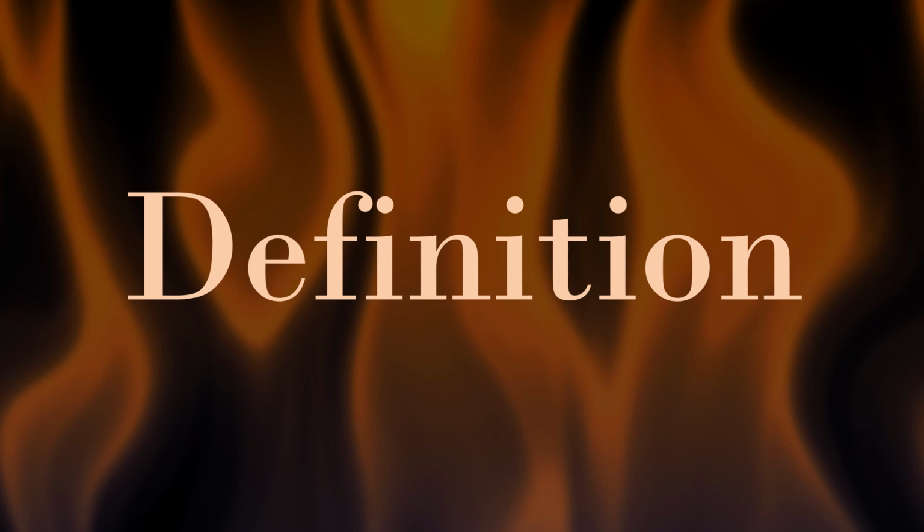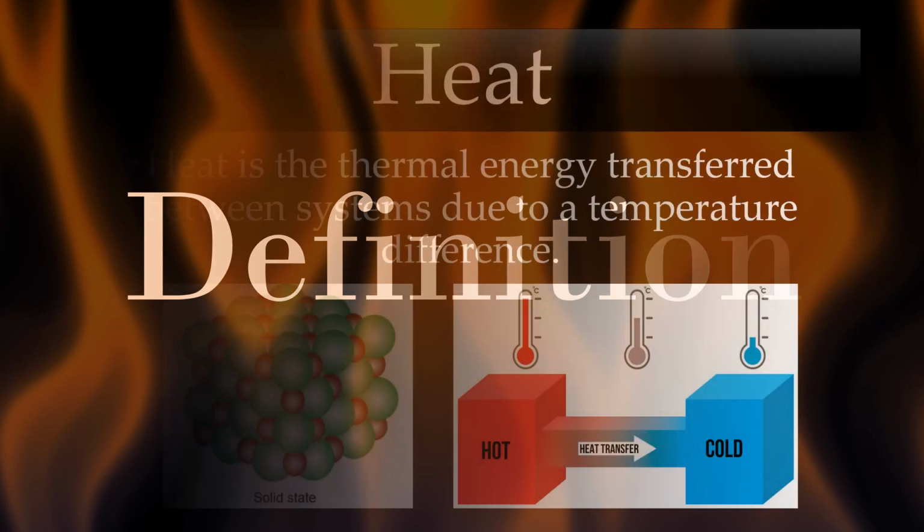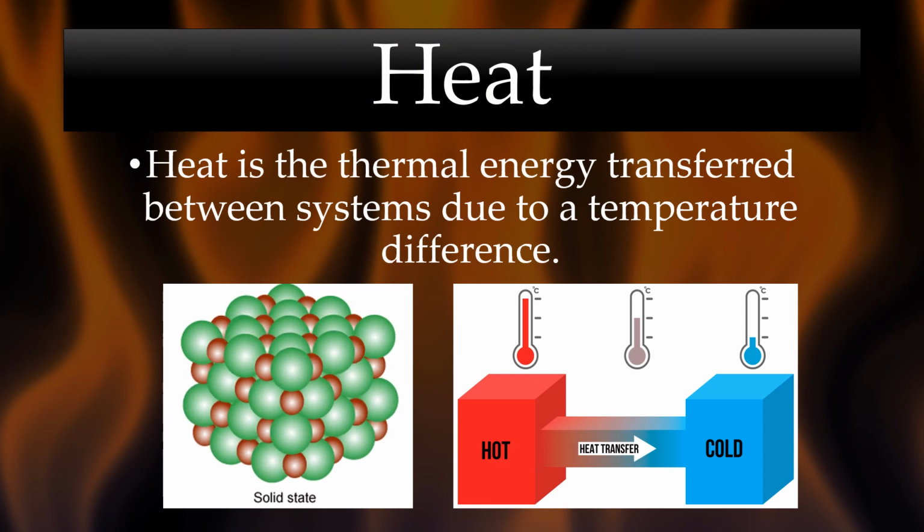First, let's look at the definitions of heat and temperature. Heat is the thermal energy transferred between systems due to a temperature difference. So heat is a form of energy. Heat also refers to the amount of energy in an object, measuring the total kinetic and potential energy contained by the individual molecules in that object.